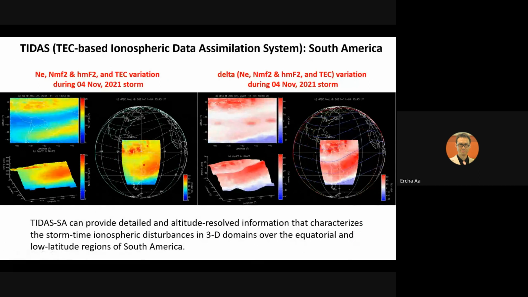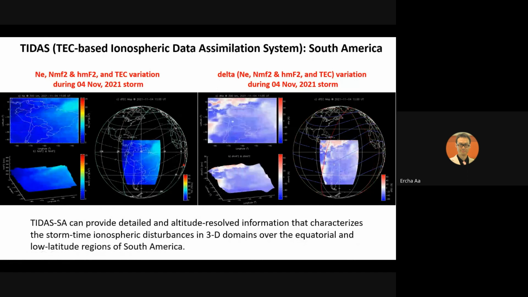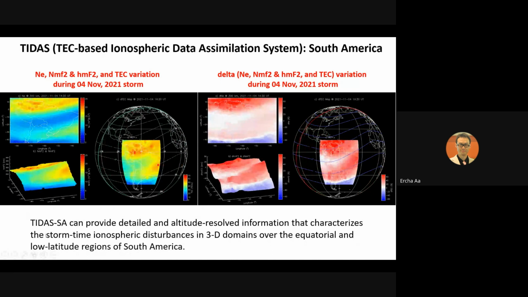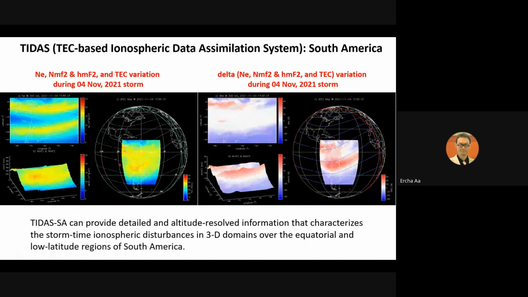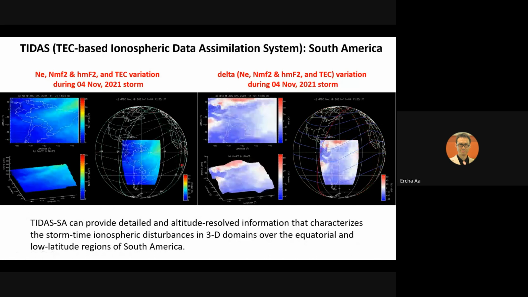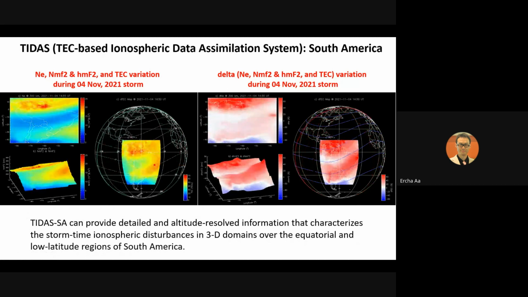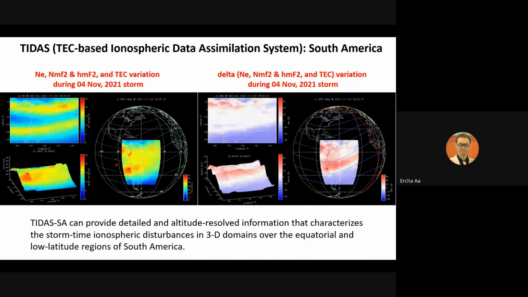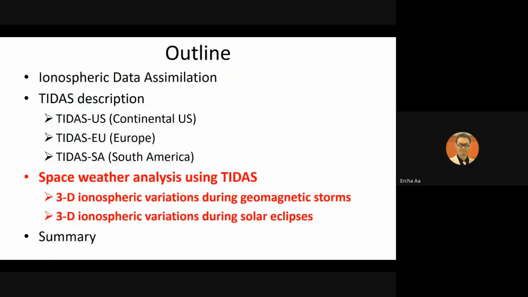So these TIDAS results clearly demonstrate different drivers and factors in causing this ionospheric storm. TIDAS can provide detailed, altitude-resolved information to help us characterize the storm-time ionospheric disturbances in three-dimensional domains. That's very helpful. So that's the third version of TIDAS over South America. Okay, any questions before I move on to the next topic?